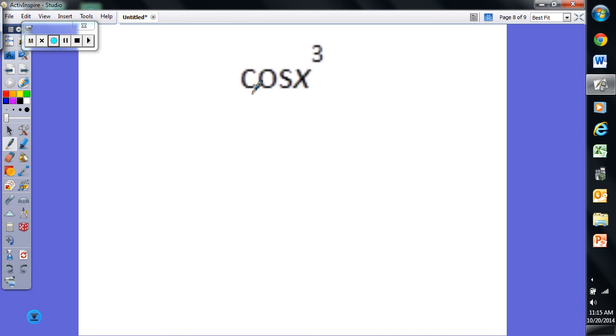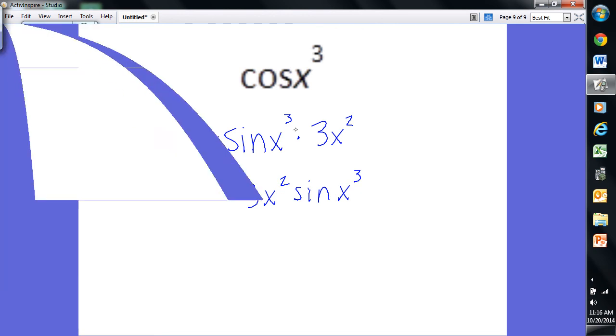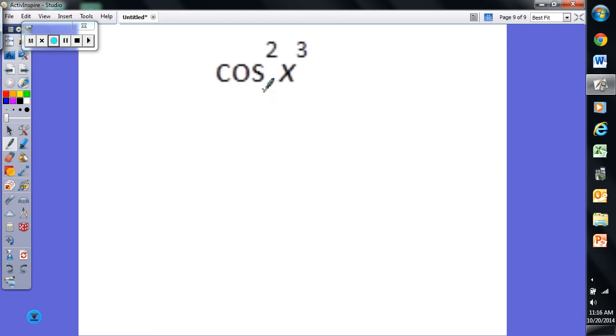Cosine of x cubed. So the derivative of cosine is negative sine, leave the inside alone, times the derivative of the inside. And again, we would write it like this. This last one's tough. This is a double chain rule.